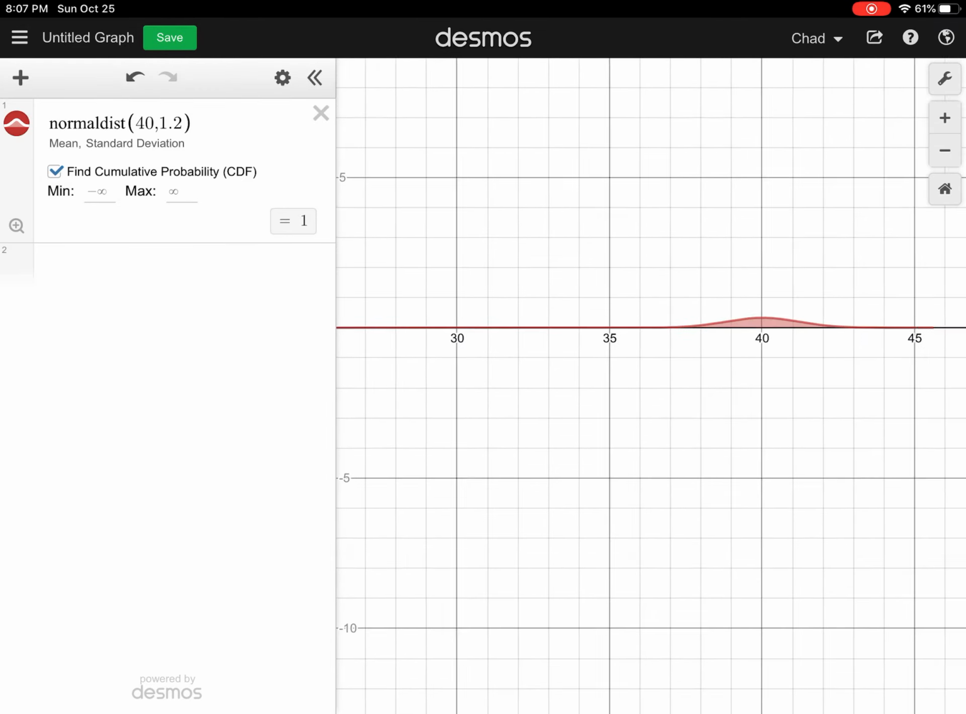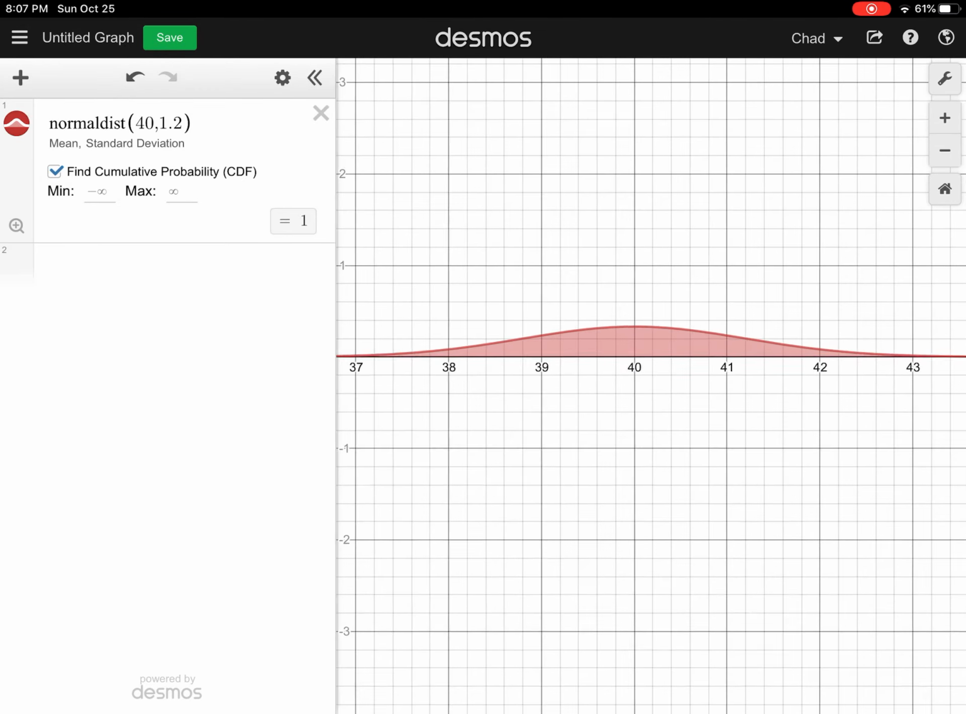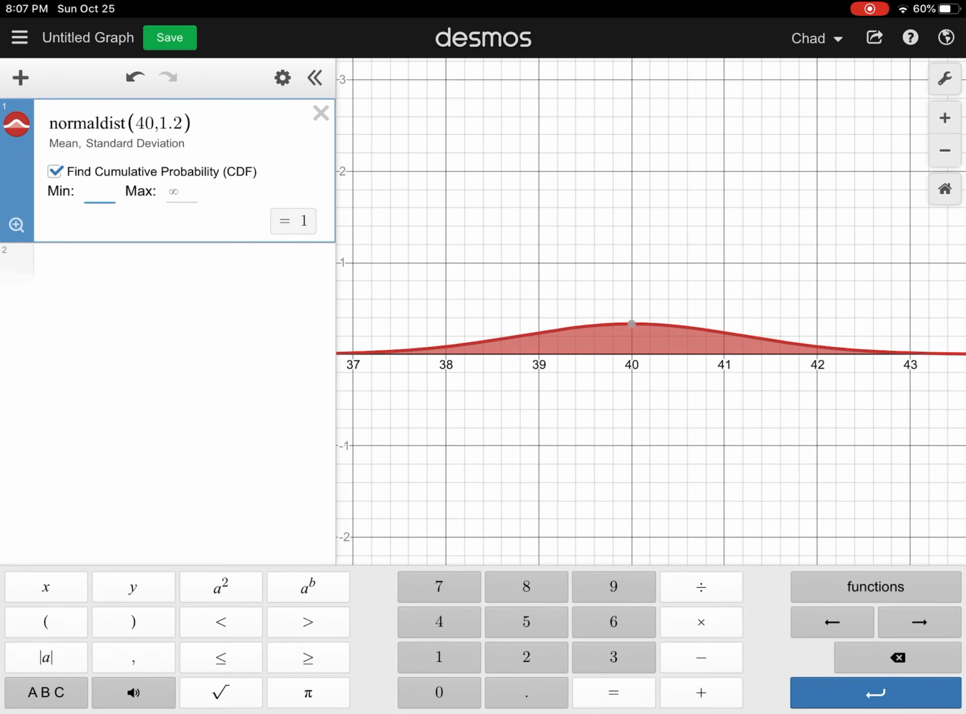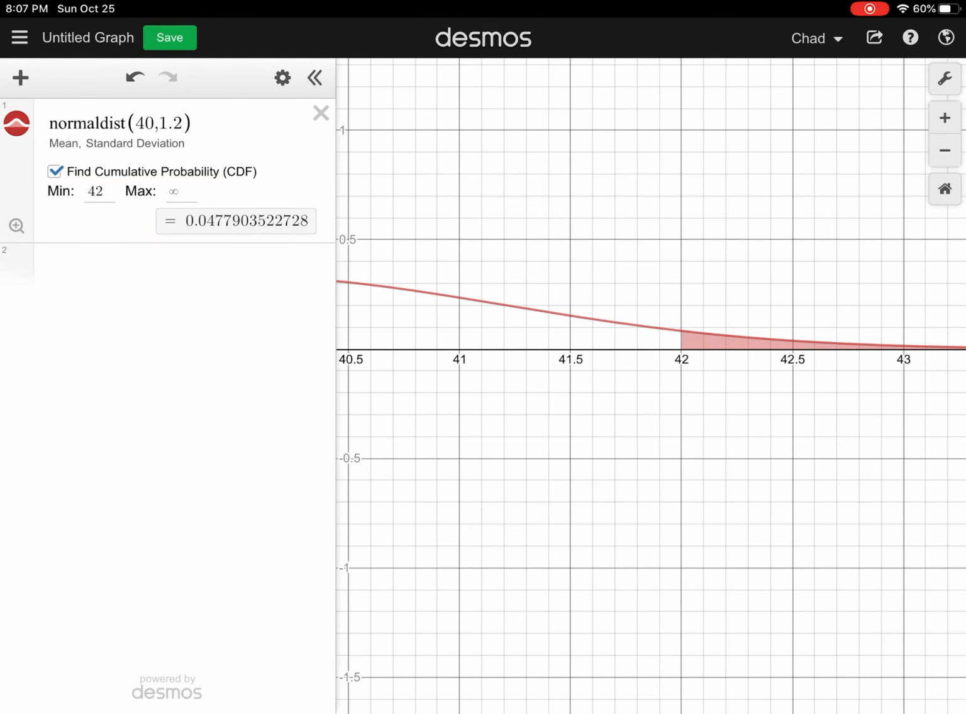So if I head on over here to the curve, I can see 40. There's my mean. It's right there in the middle of the normal curve. And I want to find the probability of a battery lasting 42 hours or more. So the or more means that I want to highlight to the right of 42. So what I'm going to do is put the min, the low value, as 42 and the max value as infinity. So as you can see here, I've shaded the graph from 42 on up.